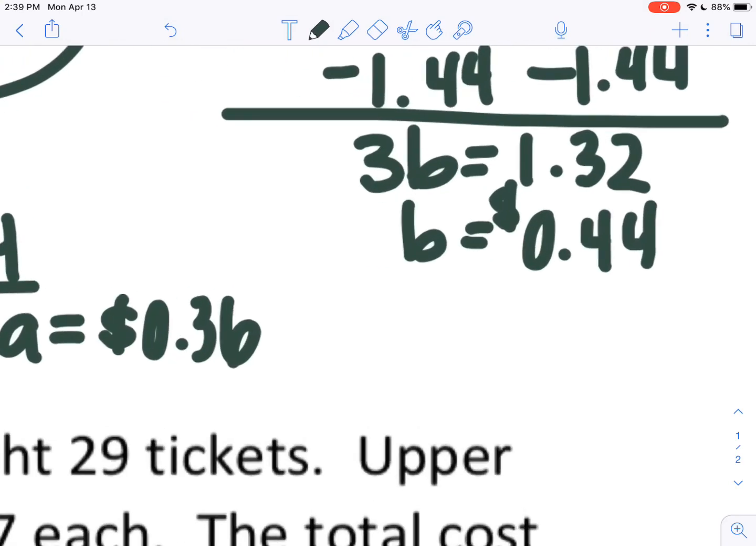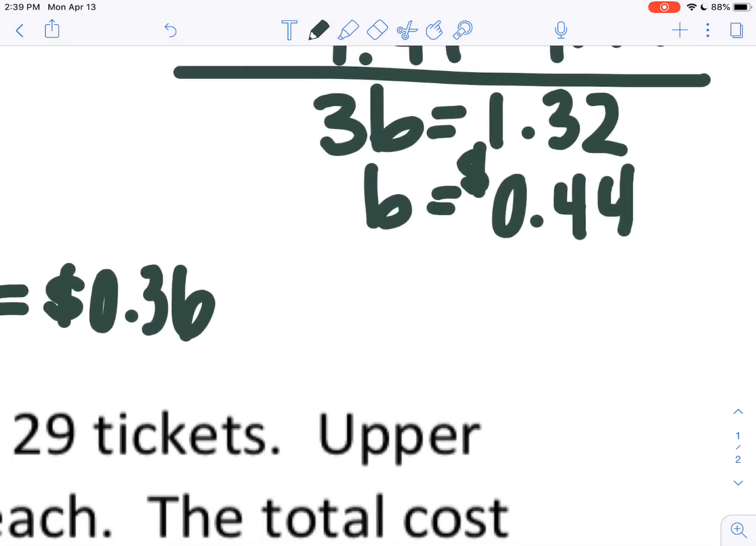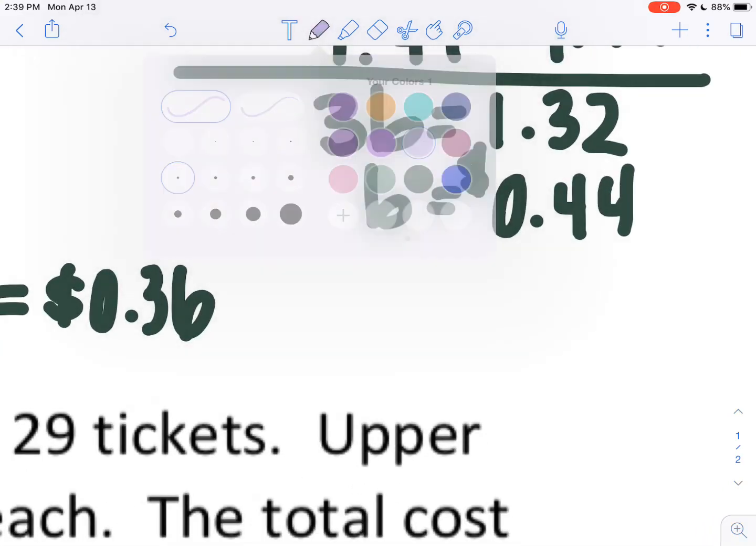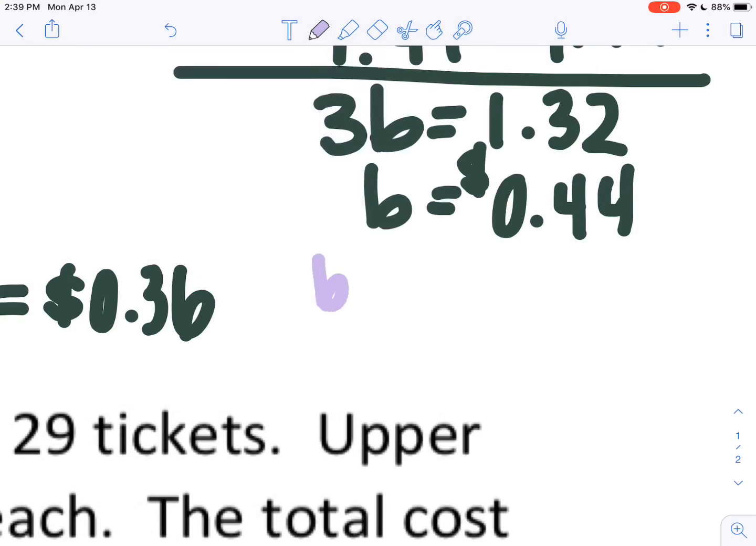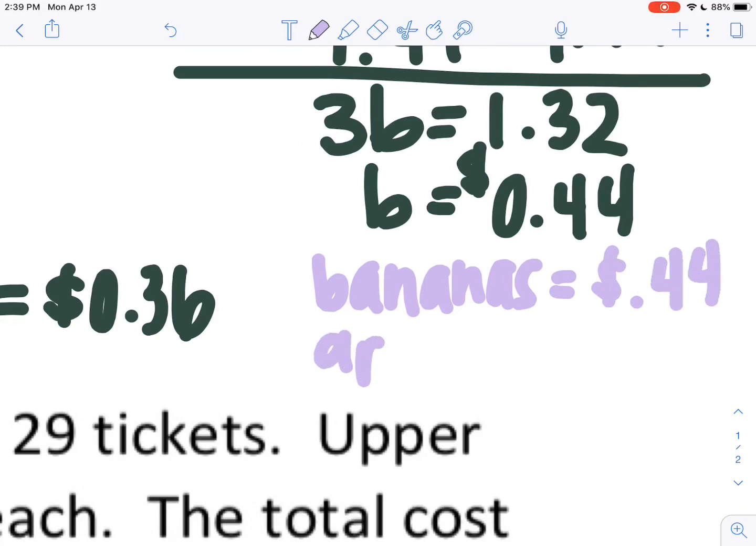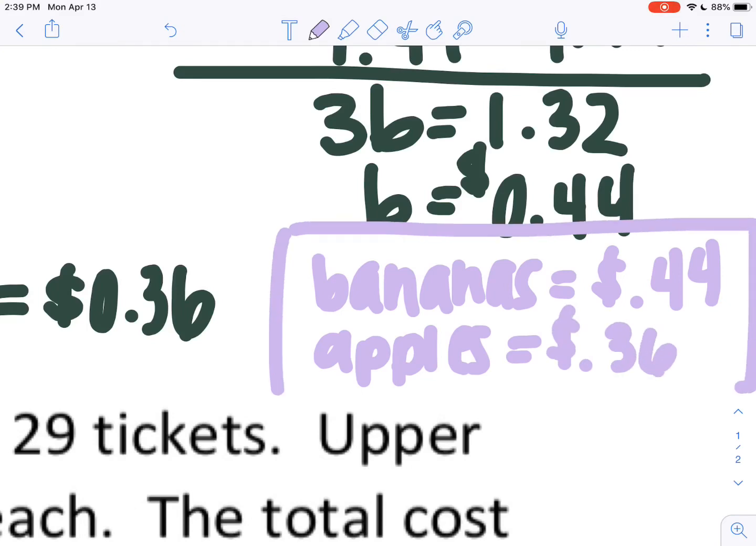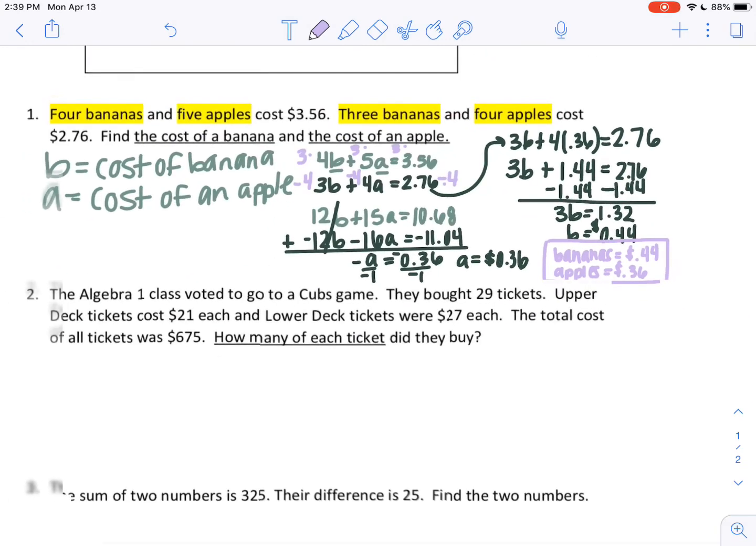Okay? So you don't actually have to write these ones as an ordered pair. Since it's a word problem, we're just going to say bananas equal 44 cents. Apples equal 36 cents. Okay, and then that's my final answer. So same thing you already know how to do. Now you just have to set up the equations yourself.